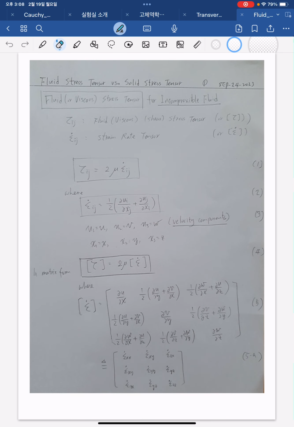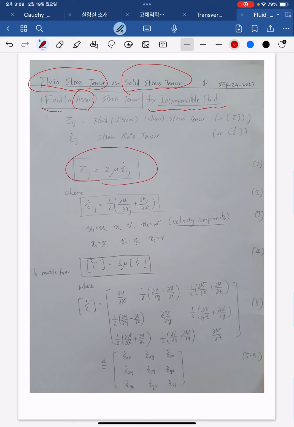In this video, I'd like to explain fluid stress tensor versus solid stress tensor. For an incompressible fluid, the viscous stress tensor is given by this equation.